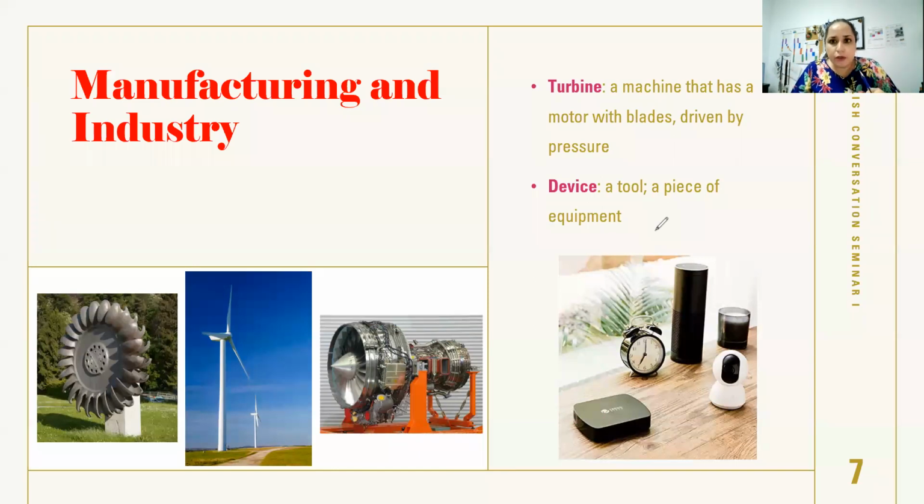Okay, so we understood what turbine is. Now we need to talk about device, which is a tool or a piece of equipment. Very simple, a device. Sometimes we use it a lot to refer to these things, a mobile device. My cell phone is a device, but it's not just the cell phone. This tablet is a device. This mouse is also a device. It's a tool.